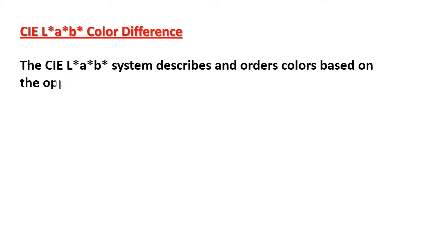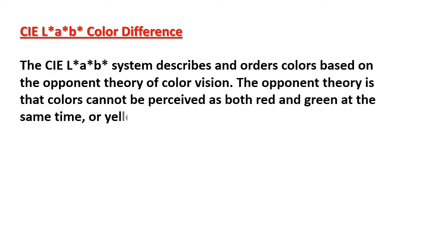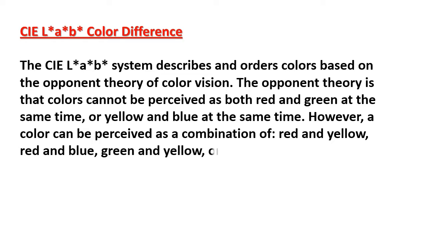CIELAB color difference. The CIELAB system describes and orders colors based on the opponent theory of color vision. The opponent theory is that colors cannot be perceived as both red and green at the same time, or yellow and blue at the same time. However, a color can be perceived as a combination of red and yellow, red and blue, green and yellow, or green and blue.